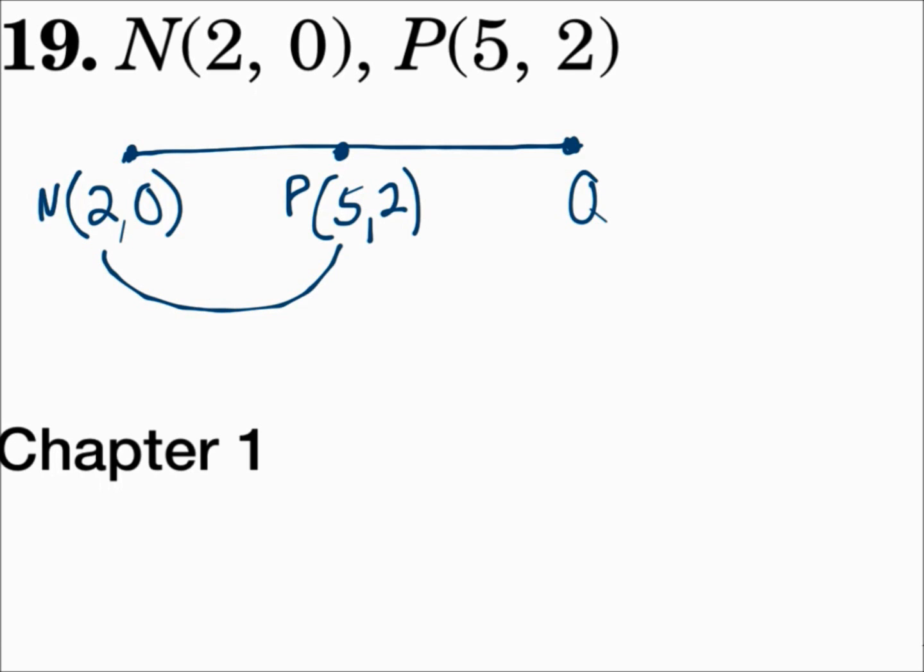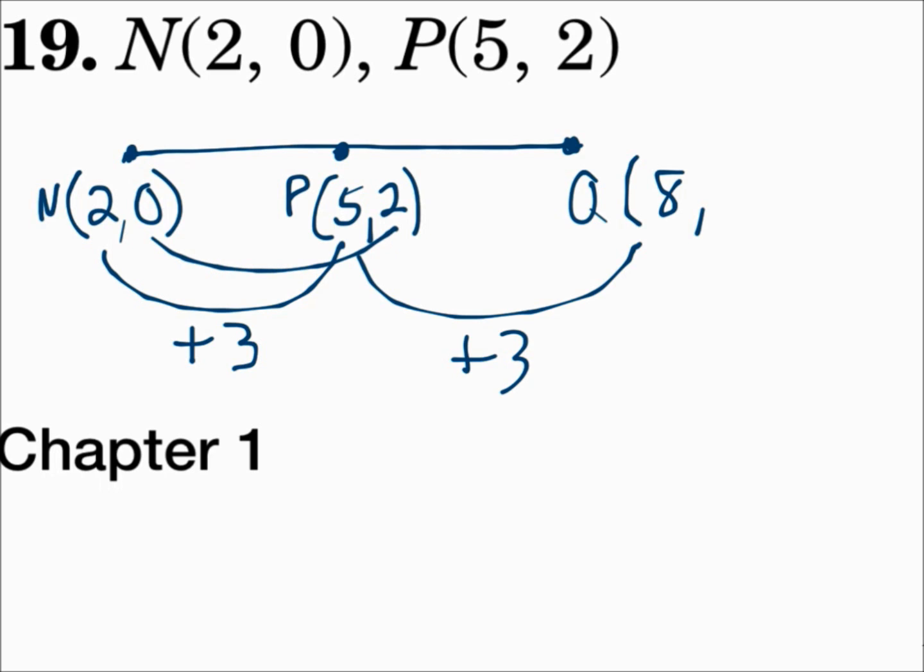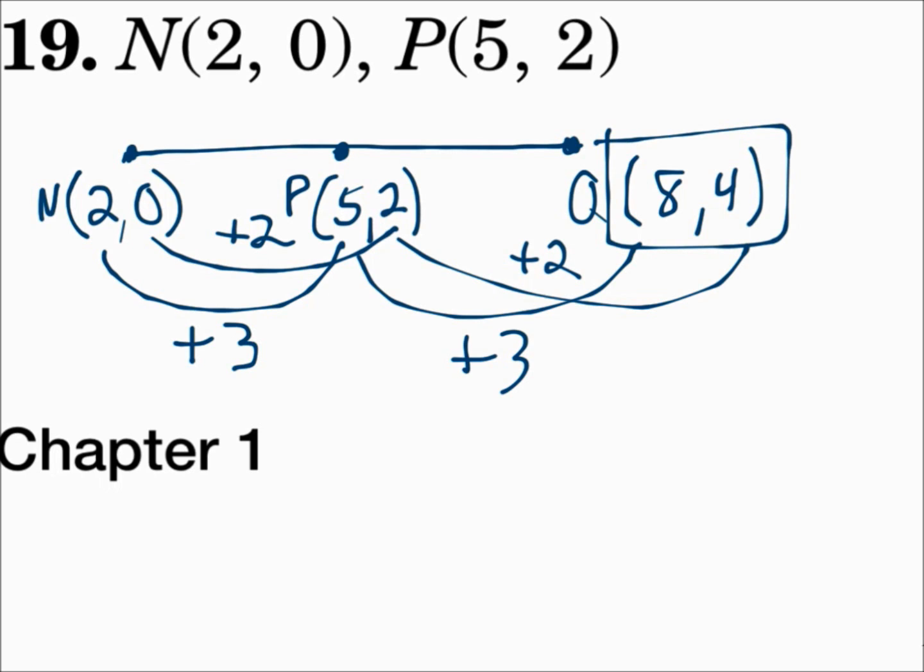From 2 to 5, you added 3. The midpoint is the exact middle of this segment, which means you have to add another 3 to get to the next x value, making it 8. Look at the y's. From 0 to 2, you're adding 2. Well, add 2 more to get 4. So 8, 4 is your other endpoint. Find the distance apart from the x's and the y's and go that same distance again to the other endpoint.